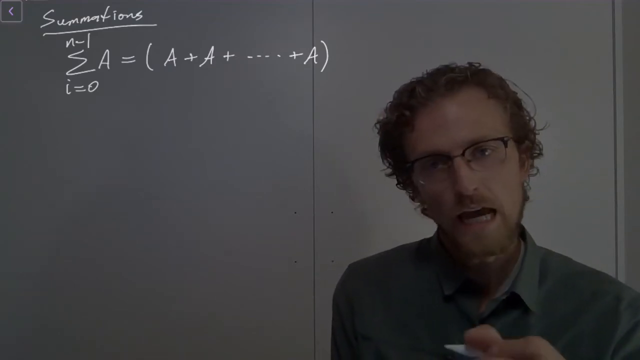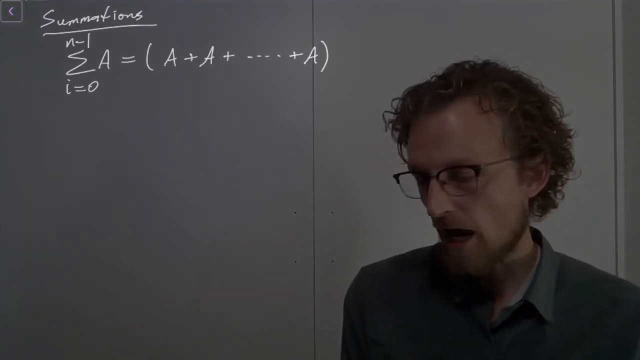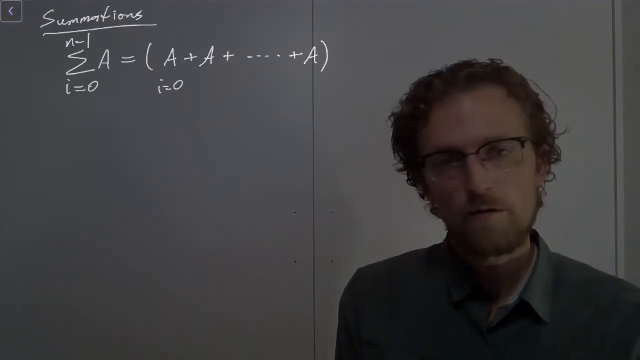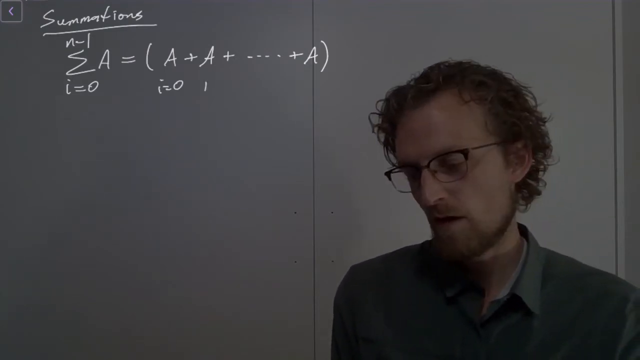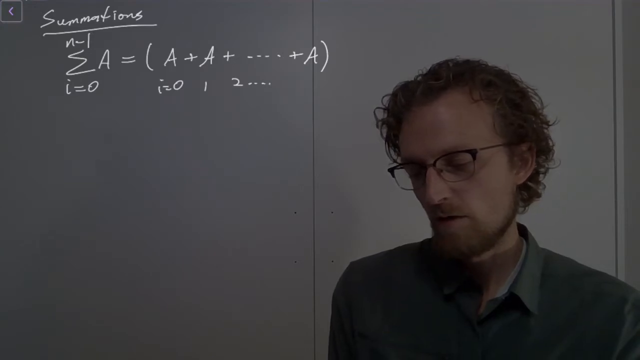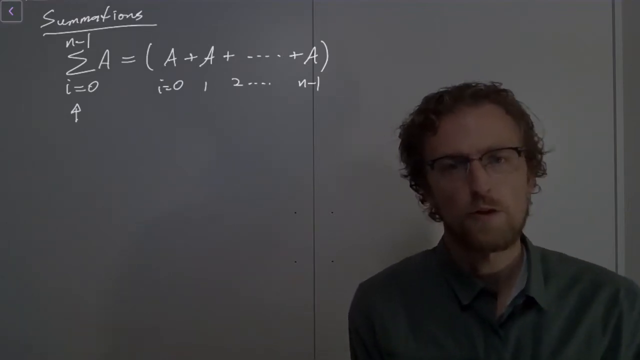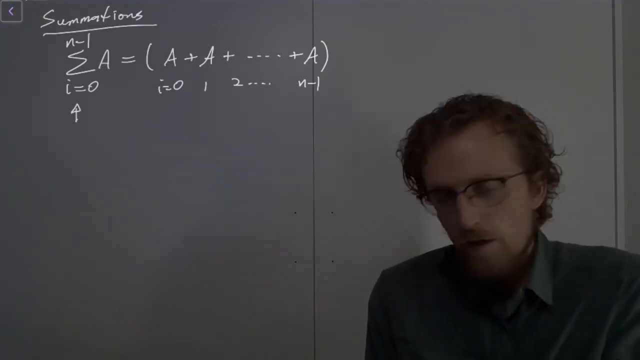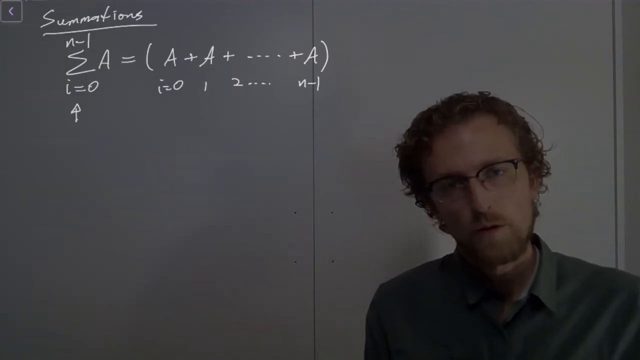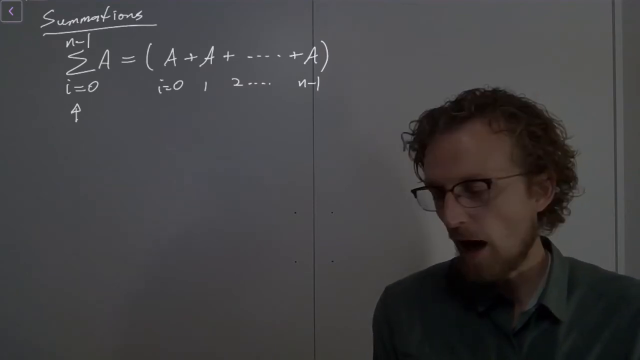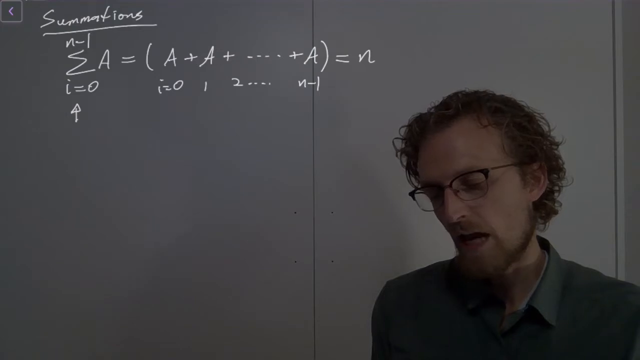So how do I know how many a's? Well, I use the limits on the sigma, the limits on i. So this is i equals 0. That a corresponds to i equals 0. Then this a corresponds to i equals 1. And then we've got a 2, all the way up to n minus 1. So I use this as an index for the sum. You can think of this literally as a for loop, where at each iteration of the for loop, we're adding another copy of whatever's on the inside of the sum. So literally this is just n times a.